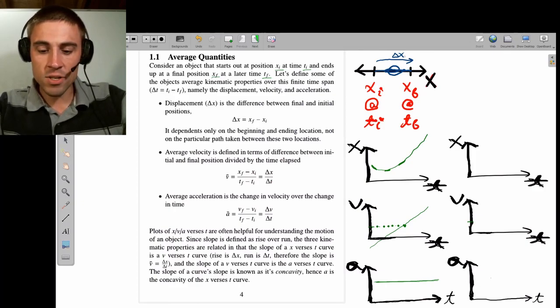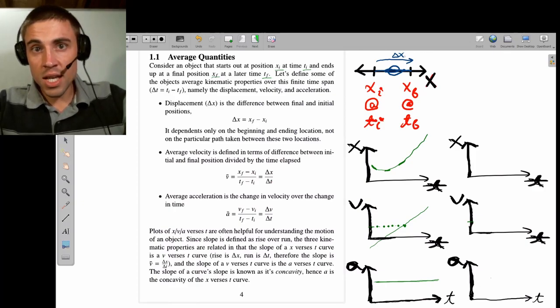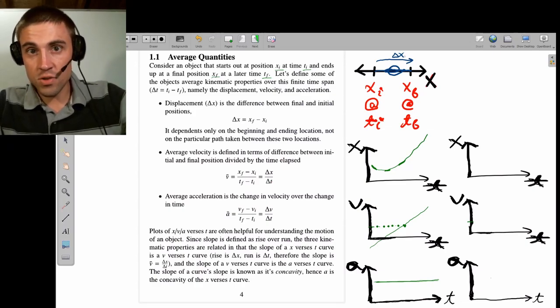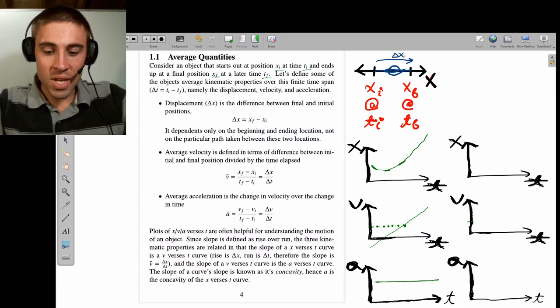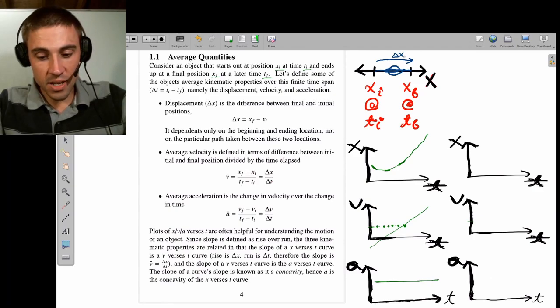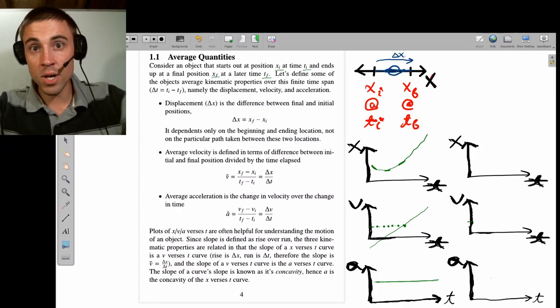Okay, next thing, average velocity. Velocity is a change in position over a change in time. The rate at which position is changing is your velocity. Since it is defined in terms of displacement, which is a vector, it is also another vector. And there's also average acceleration, which is the change in velocity over the change in time. So the rate at which position changes is velocity. The rate at which velocity changes is acceleration.